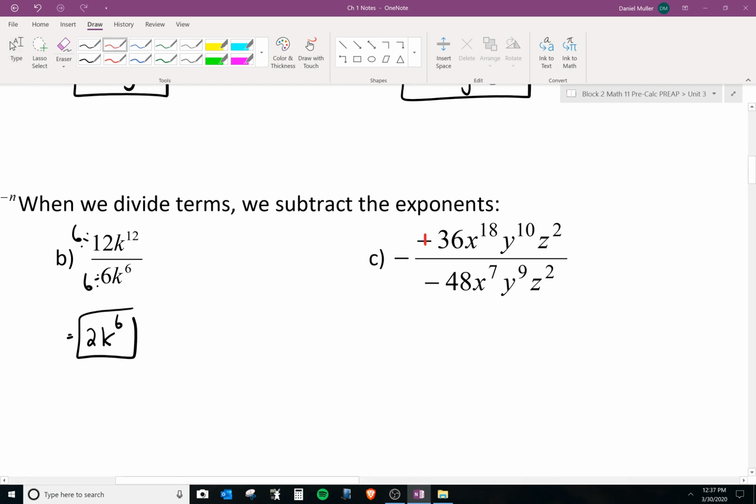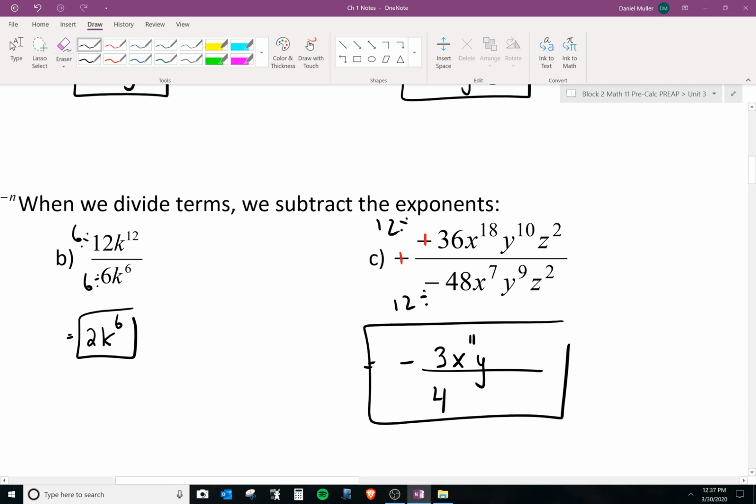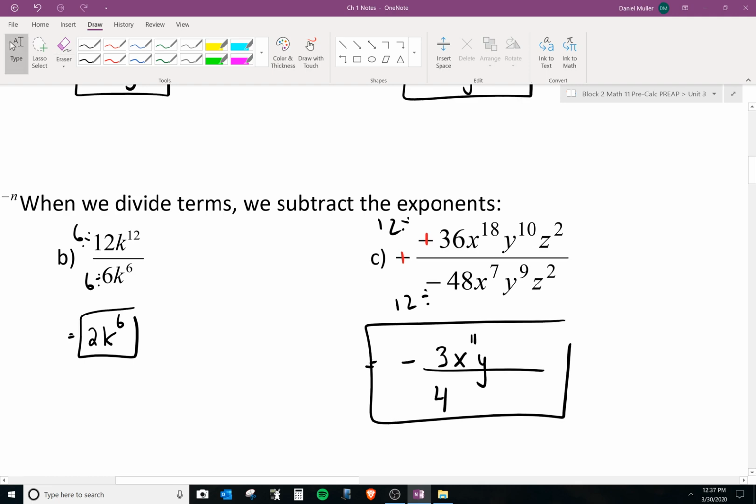Next question, every two negatives is a positive, so those get removed. There still is a negative, so I'm going to make my answer negative. 36 and 48, those can all be divided by 12. So those are the terms out in front that can be reduced to get a 3 and a 4. And then we can start subtracting. 18 minus 7 for the x's is going to be 11. 10 minus 9 is going to be a 1, which I'm not going to write. 2 minus 2 is a 0. And that's my final answer. Notice there's no negative exponents.